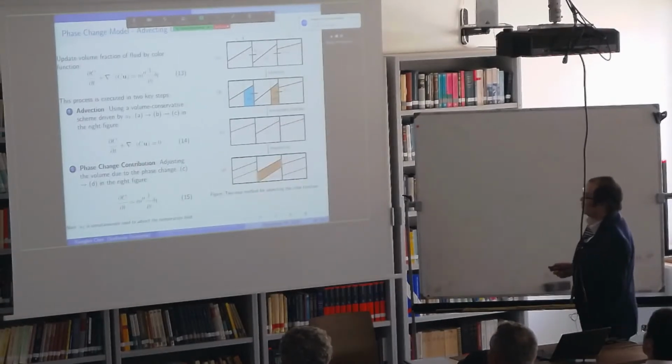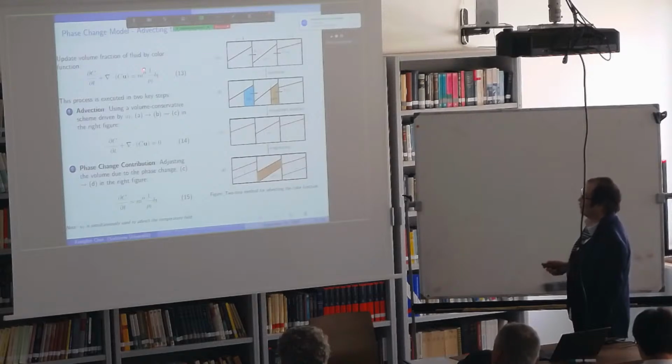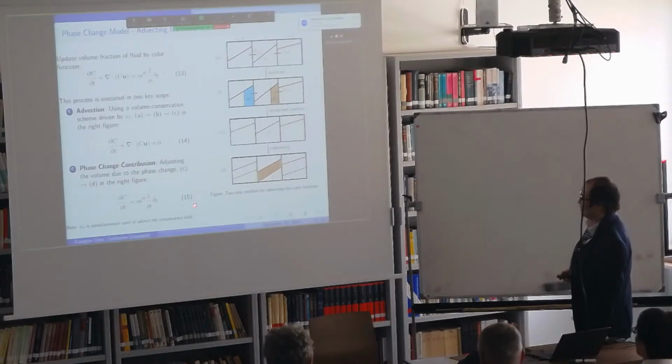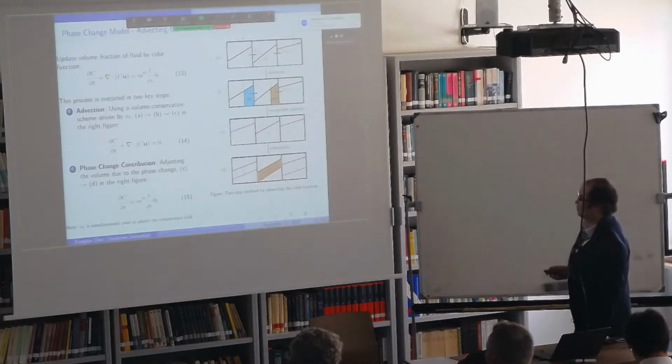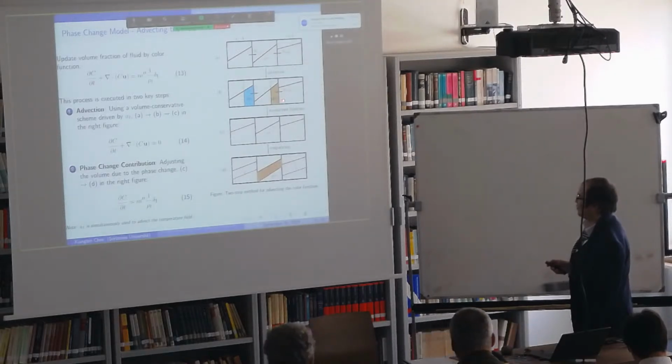And next is how to advect the interface using UL. This is direct. We need to update the volume fraction, the color function, with this equation, and Equation 13 is divided into 14 and 15. For 14, the right-hand side is 0, so we can use the classical conservative advection scheme: you initially have this interface, and then you calculate the flux from the left and from the right, and then you update the volume fraction.